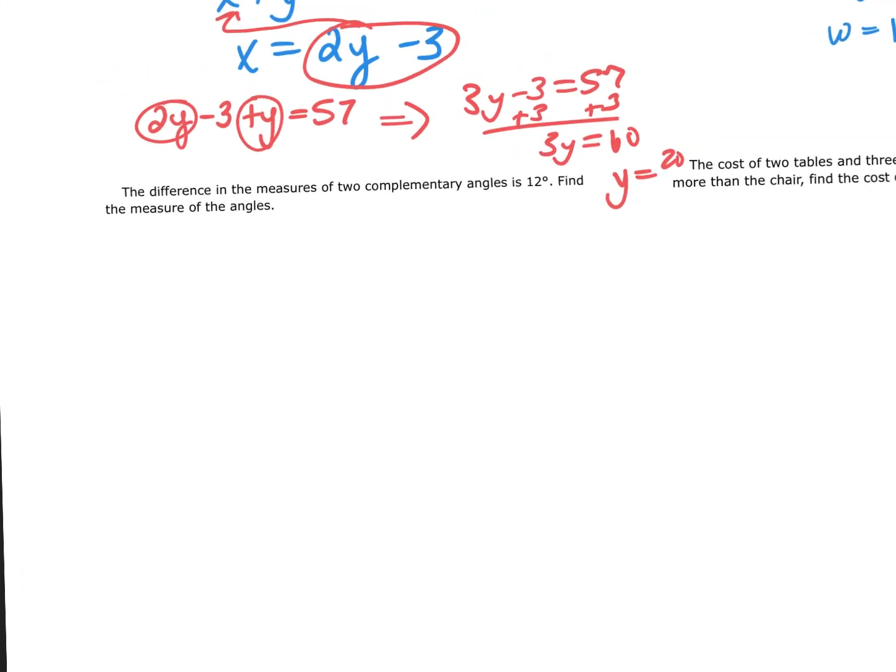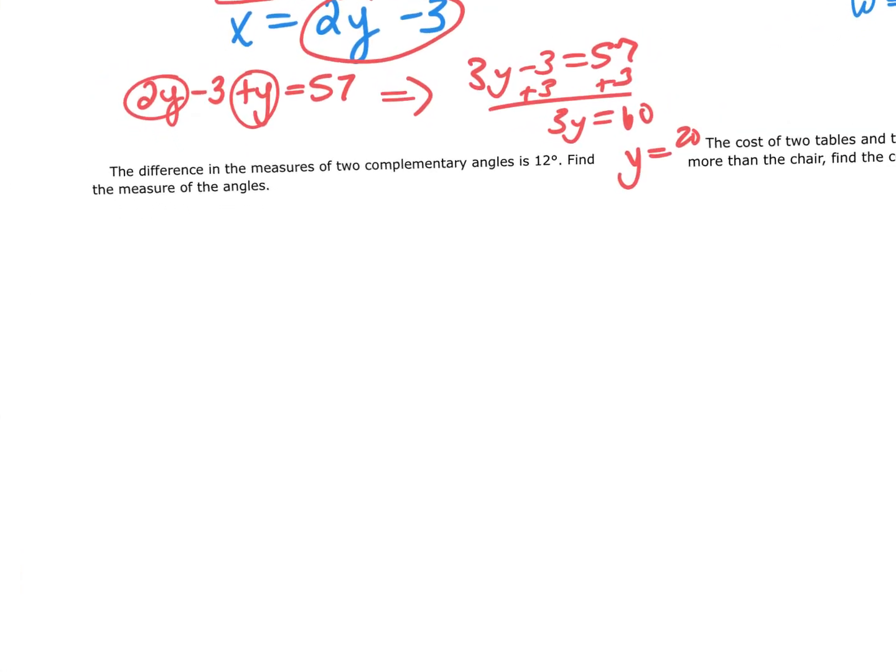This is a short one. Mostly you think of word problems and they're real long, but there's a lot of information in this first teeny tiny sentence. It says the difference in the measure of 2 complementary angles is 12. Everything you need to know about both equations is right there. What does complementary mean? 90 degrees. 90, good.